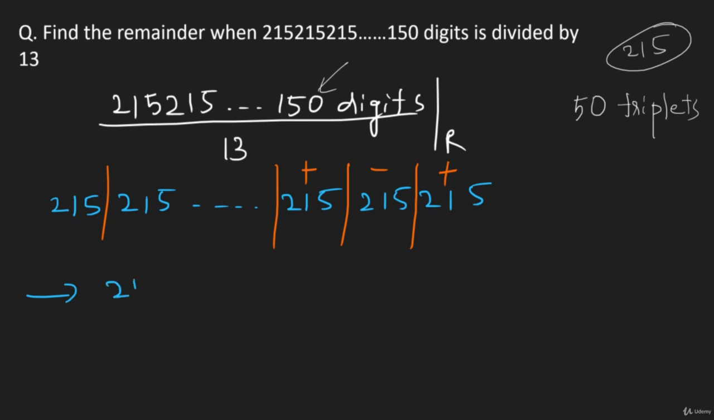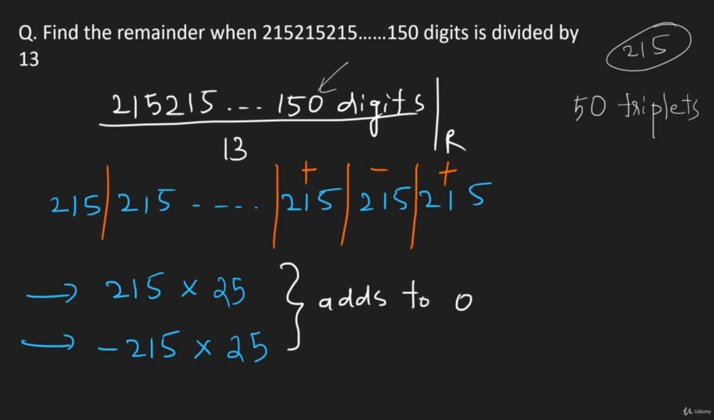Therefore, you can see that 25 triplets will have plus 215 and 25 triplets will have minus 215. Therefore, when you add them, you'll get 215 into 25 and minus 215 into 25. Now, when you add these two together, it adds up to 0, right? Therefore, you can say that when you do this operation, 215, 215, etc. up to 150 digits divided by 13, the answer of this is the same as 0 by 13 and taking the remainder, and that gives you the answer as 0.